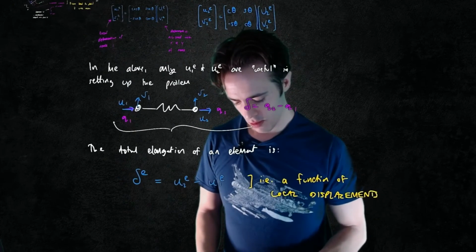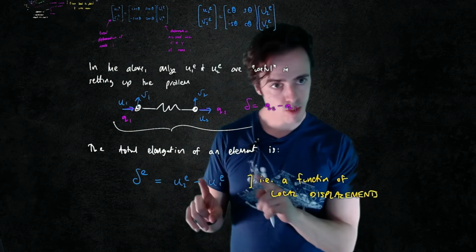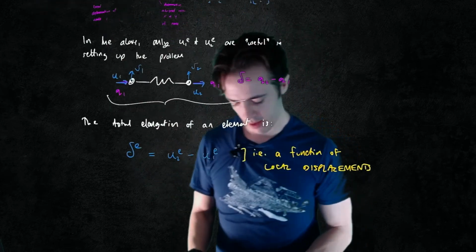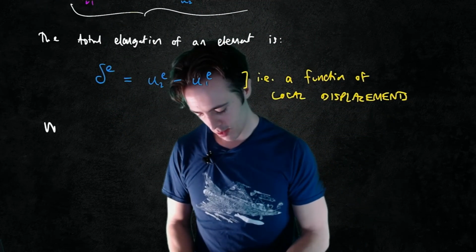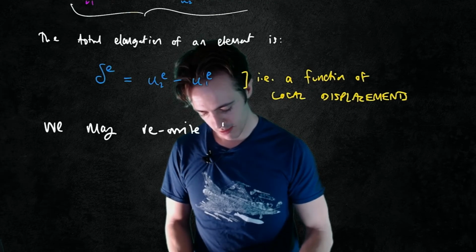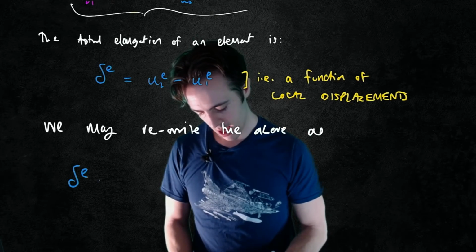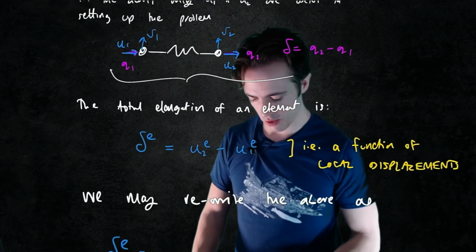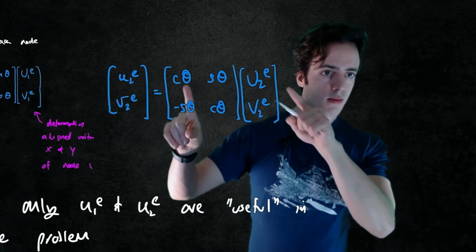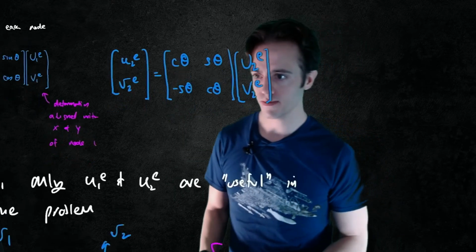So we could now take these expressions up here and come up with formulations for U2 and U1 as a function of these global displacements. So we may rewrite the above as delta E, and it was U2E minus U1E. So let's have a look at what U2E would be for our problem. Okay, U2E is going to be cosine theta multiplied by uppercase U2E plus sine theta multiplied by V2E.